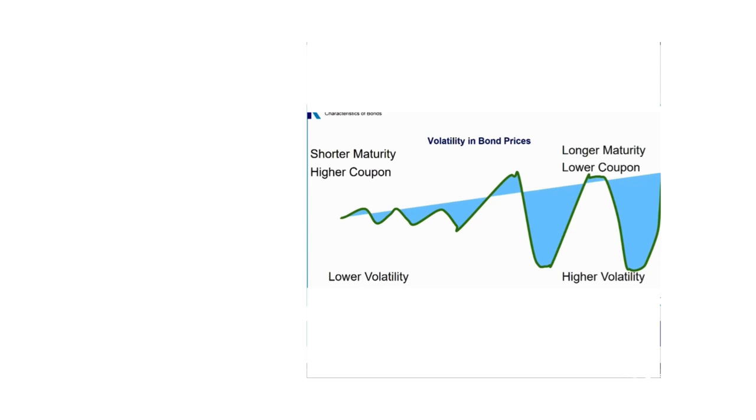So remember that the longer the time to maturity, the higher the premium or the steeper the discount. Also remember that bonds with lower coupon rates are more volatile than bonds with higher coupon rates, because the lower the coupon rate, the more opportunity there is to lose when interest rates keep going up. So to sum it up, to keep it simple, volatility is lower for shorter maturities and higher coupons, and volatility is higher for longer maturities and lower coupons.